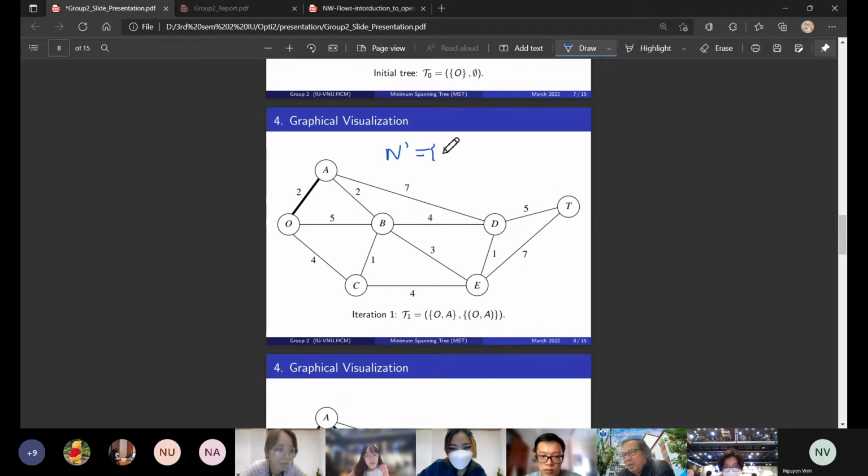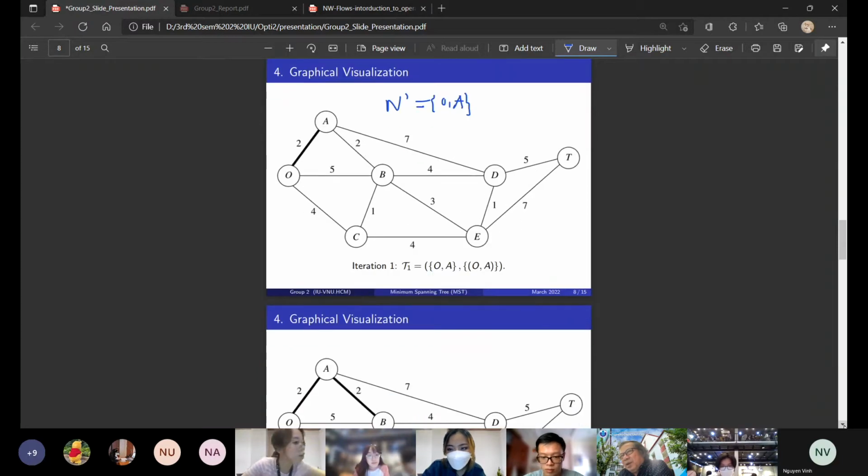Here, you set T1 as OA. Yes, okay. You write down at the end already. N prime is OA. And then what do you do next? You come back to step 2. Is that okay? And then what next?